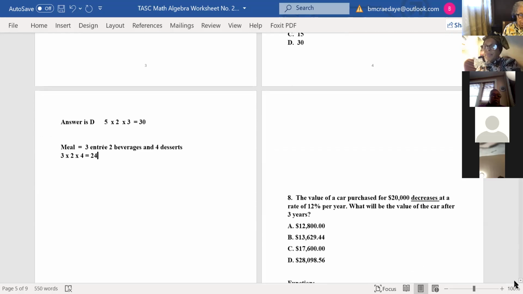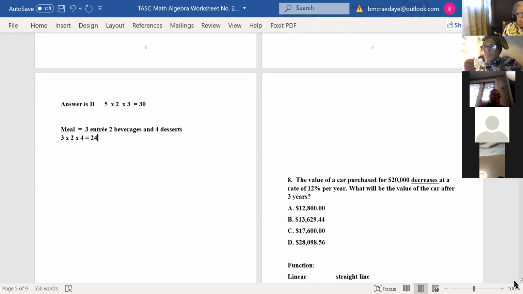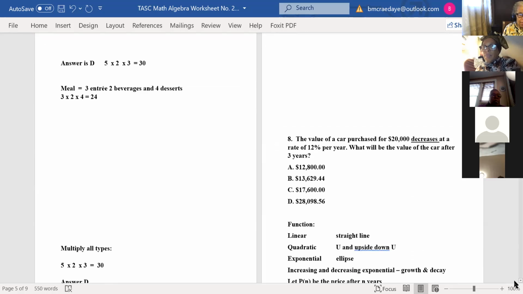Now, 8, I kind of got ahead of myself, because 8 is an exponential type problem, and we'll get to the different kinds of functions when we get to functions. Some of you probably remember the linear, a straight line; quadratic, upside down U or U; and exponential, which I just called an ellipse.